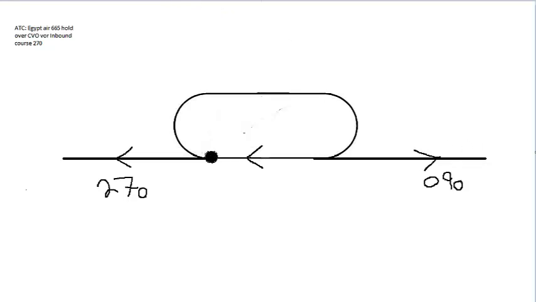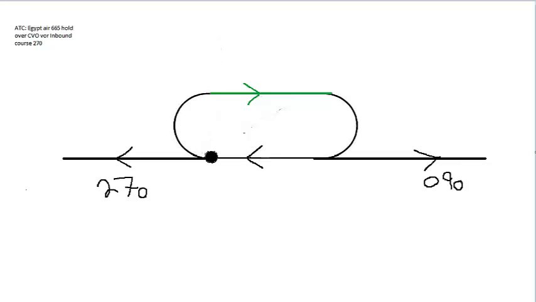So let's first a little bit change the color, and let's talk a little bit about the hold itself. This section of a hold, the section in green, is the outbound leg, because you're going in an outbound direction. If the aircraft is flying in this leg, it's going at the heading of 090, which is the outbound. So this section is now called the outbound leg, the section in green.